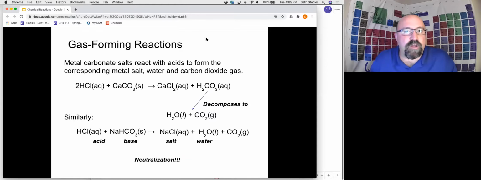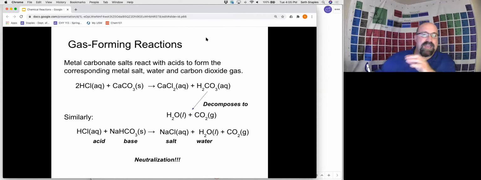And so metal carbonate salts will react in sort of a typical exchange reaction. So here we have our HCl plus calcium carbonate. And just like in any other exchange reaction, our positive ion, our calcium, is going to come together with our negative ion in the other reactant, the chloride, to form CaCl2. Then our other combination, though, our H plus coming together with our CO3 to form H2CO3.